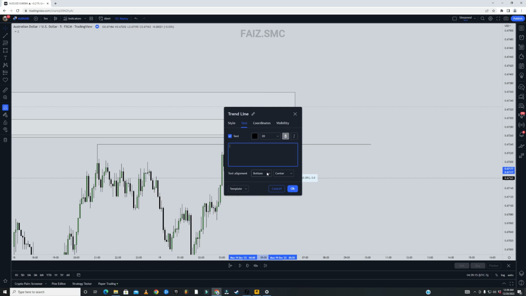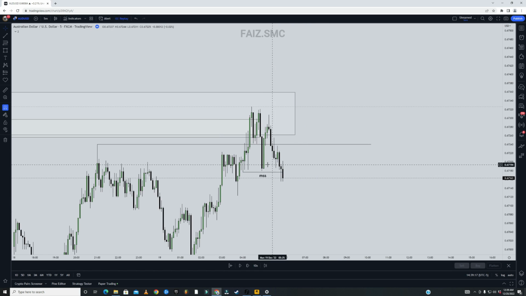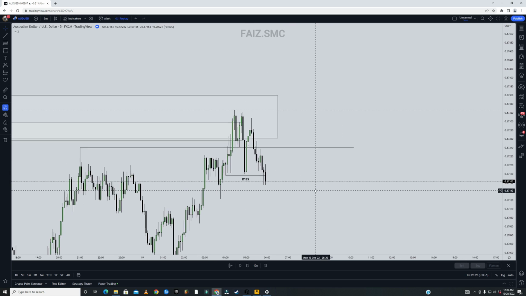Let me mark this out. Cool. We did not consider this one because price created the structure after touching this line, after touching this range, after testing this range. So you want to look for a market structure shift below the range. So this was the structure, and price broke through it.